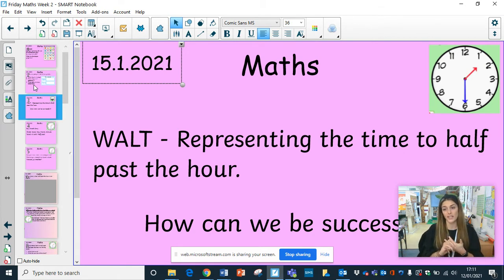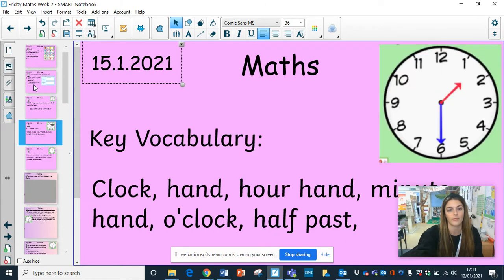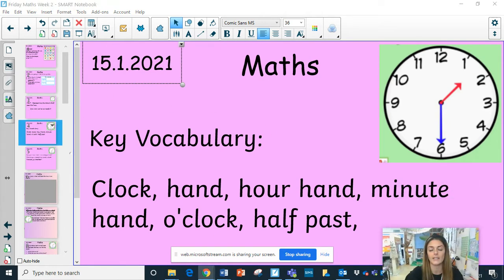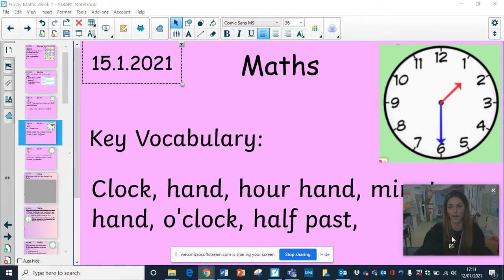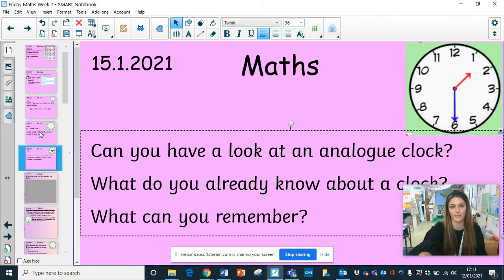And then half past the hour, so we need to know what that is, what that looks like, which you should have an idea of from yesterday. So key vocabulary again, it's the same through the week: clock hand, hour hand, minute hand, o'clock and half past. So again, just reusing that key vocabulary, that key language.